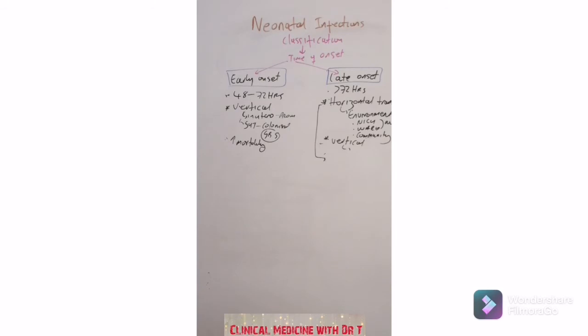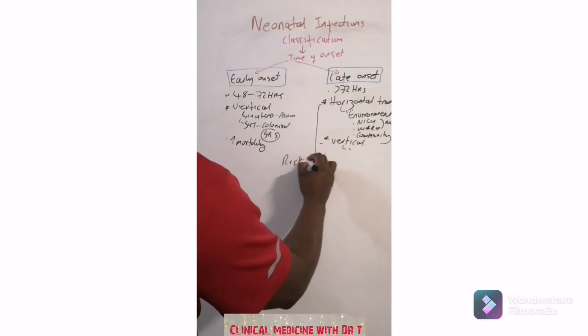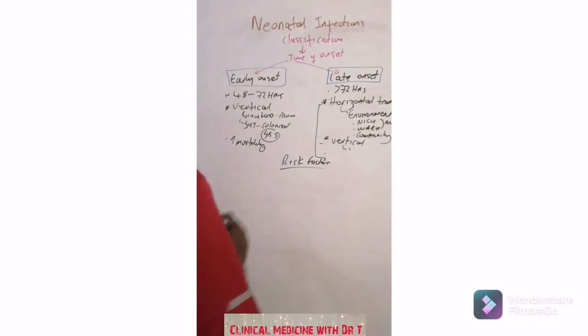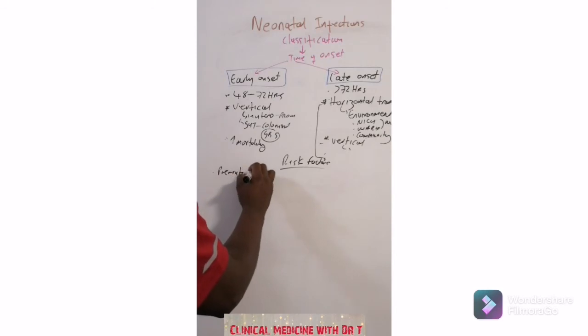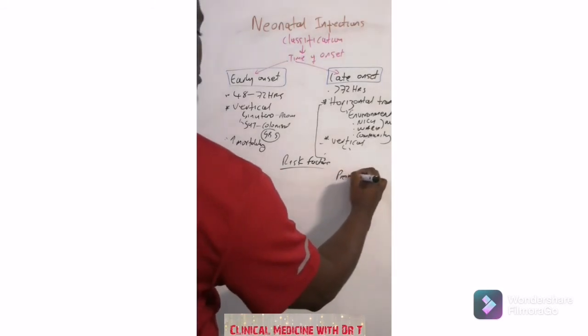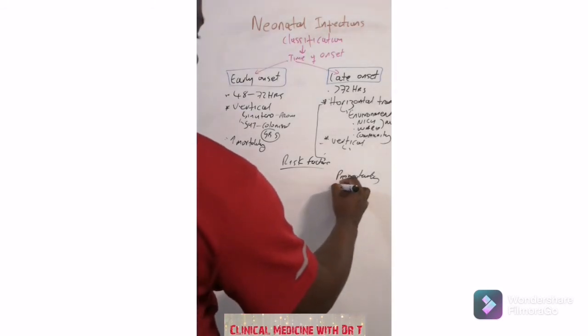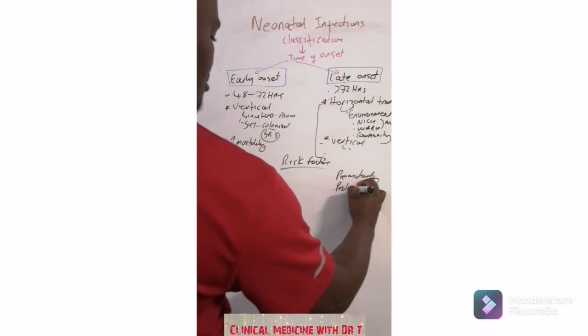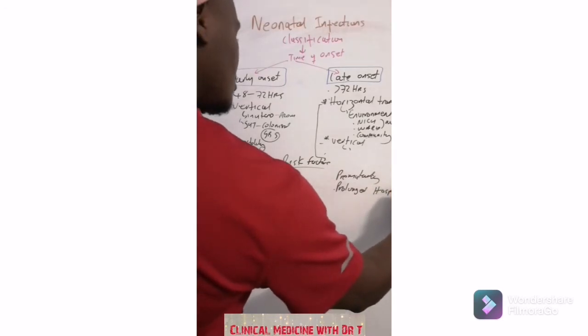Now, what are the risk factors for developing these infections? So the risk factors for developing infections on this side are prematurity, then PROM, then prolonged hospital stay, right?